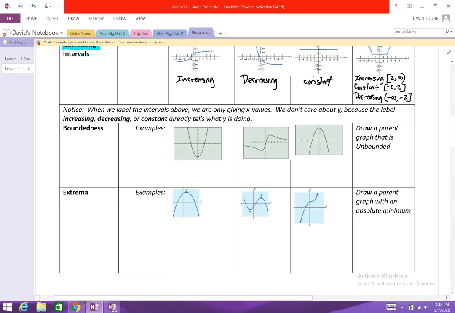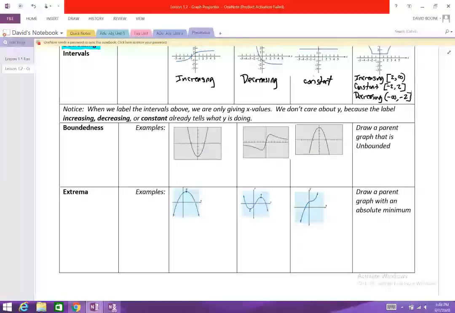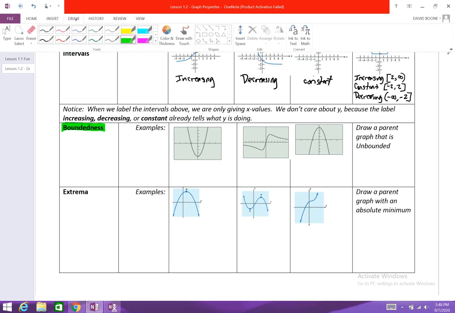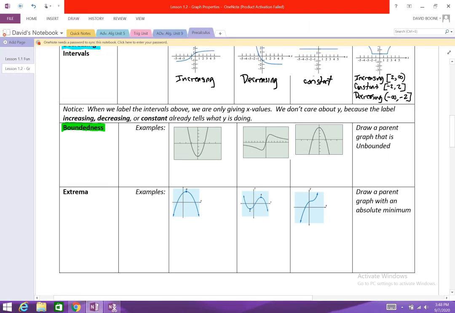Okay, let's talk about some other vocabulary words here. Let's talk about boundedness. We're going to have functions that are either bounded above, bounded below, or they're not bounded, it's just both. So we just say it's bounded when it's both above and below.